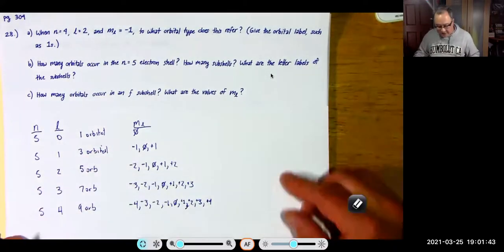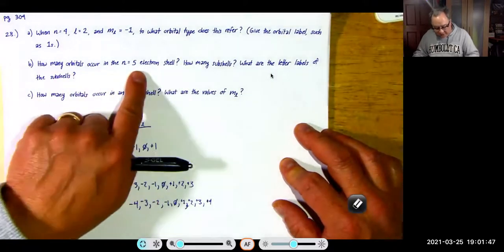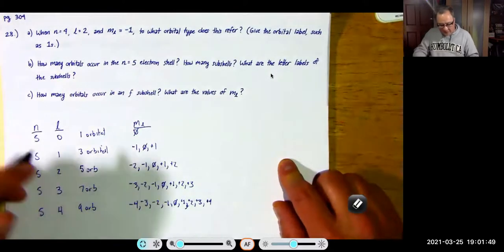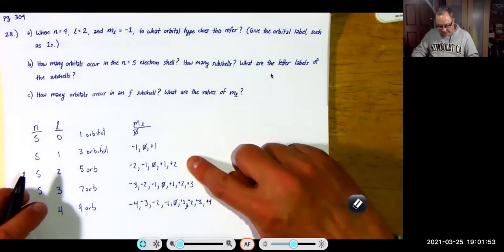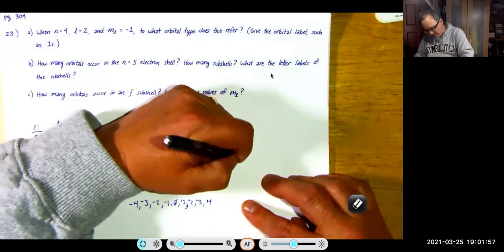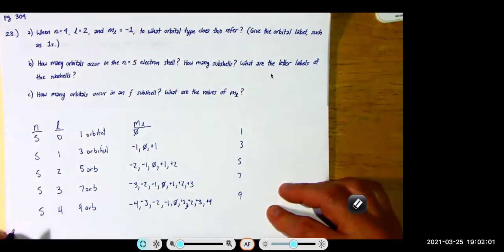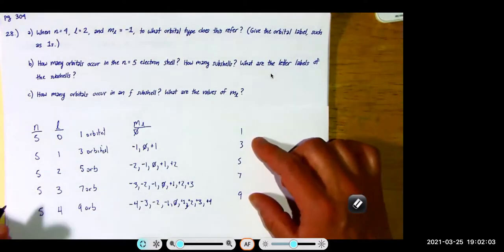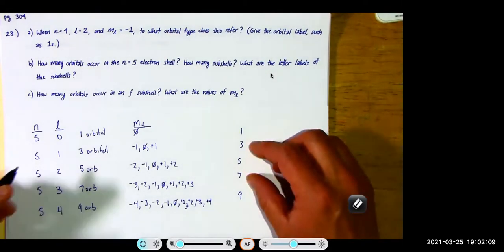Okay, so here, how many orbitals occur in the fifth electron shell? We add them all up together. 1 plus 3 plus 5 plus 7 plus 9. 1, 3, 5, 7, 9. 24? Pardon me? Is it 24? I don't know. It's 9 plus 7.